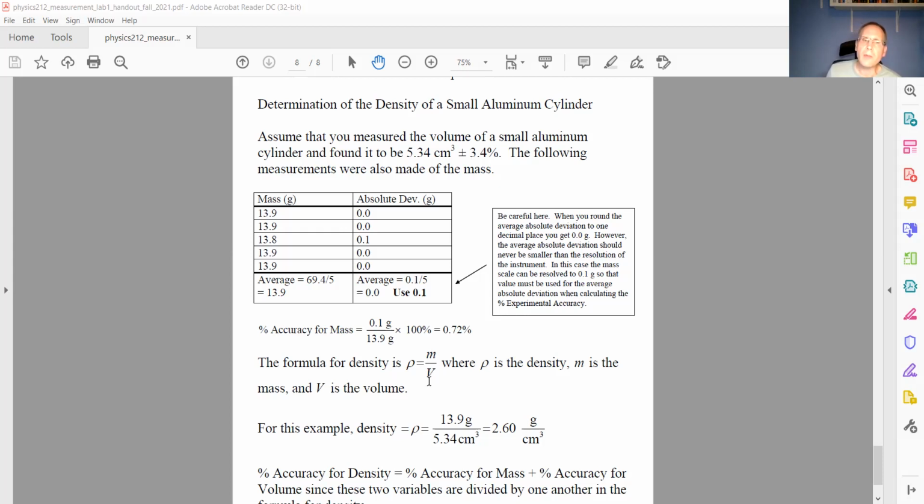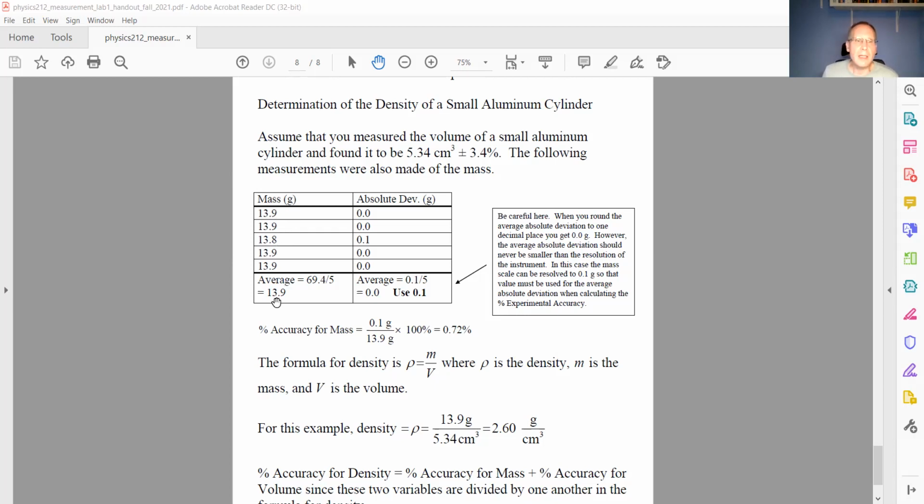Well, in order to do that, we need to find the mass, right? Let's say we already have the volume here. So the V would be 5.34, but we need to find the mass. So what we can do is we can mass our little cylinder on a scale, an electronic scale. Let's say that we do that and we have 5 measurements. And notice that this scale's resolution is 0.1 grams, right? Because it's 1 decimal place.